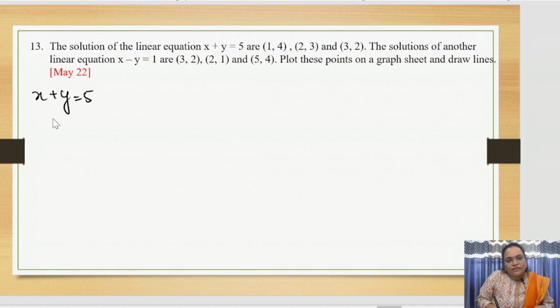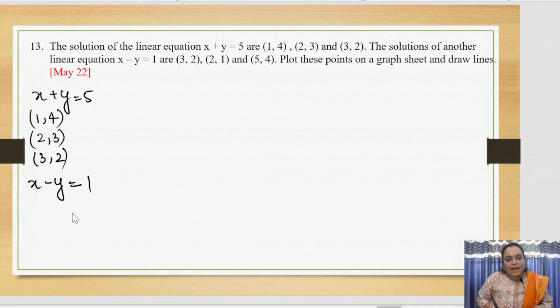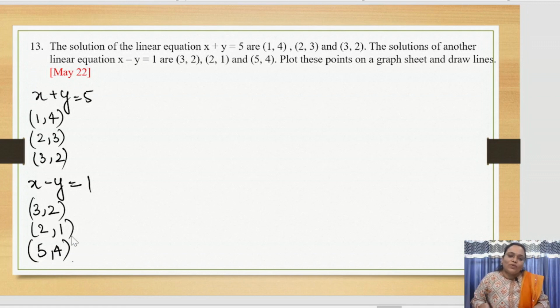And what are the points for the first equation? That is 1, 4, 2, 3 and 3, 2. Okay. And what is the second equation? It is x minus y is equals to 1. And what are the points for the second equation? 3, 2, 2, 1 and 5, 4. So we just need to plot these points on the graph sheet.